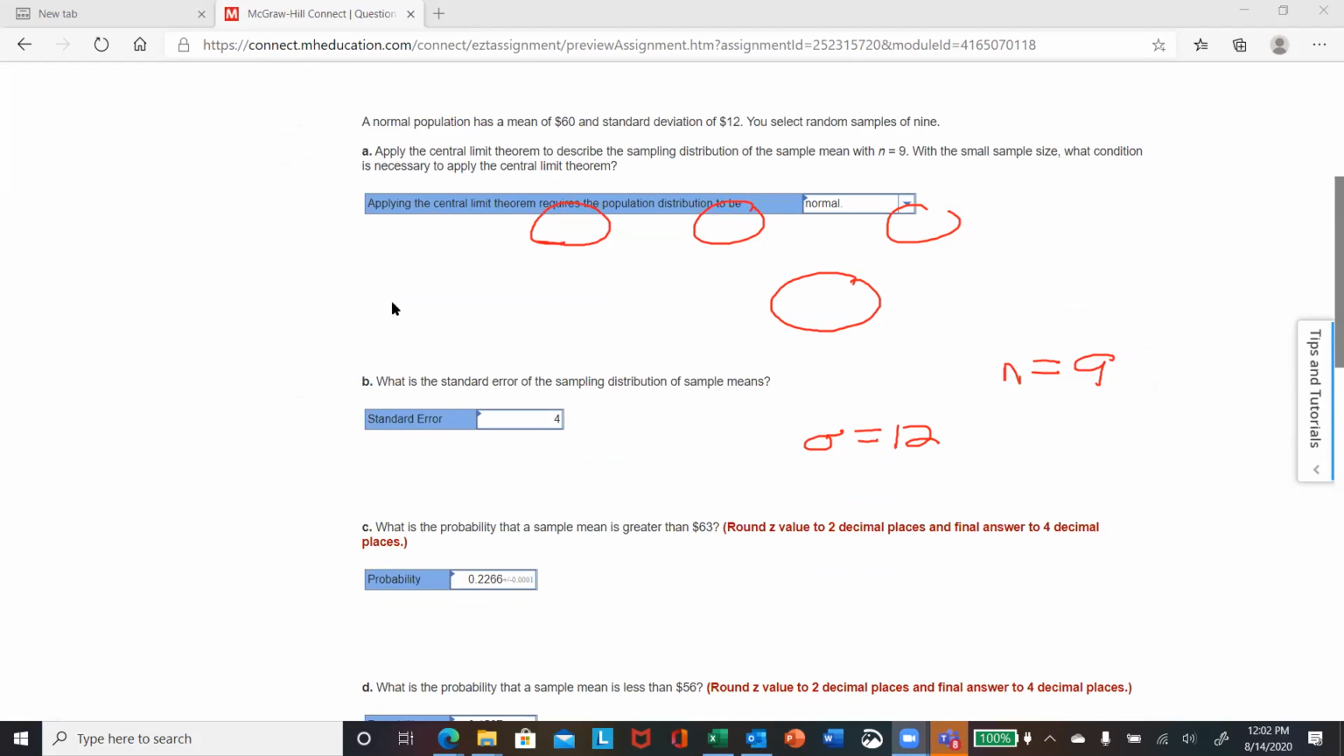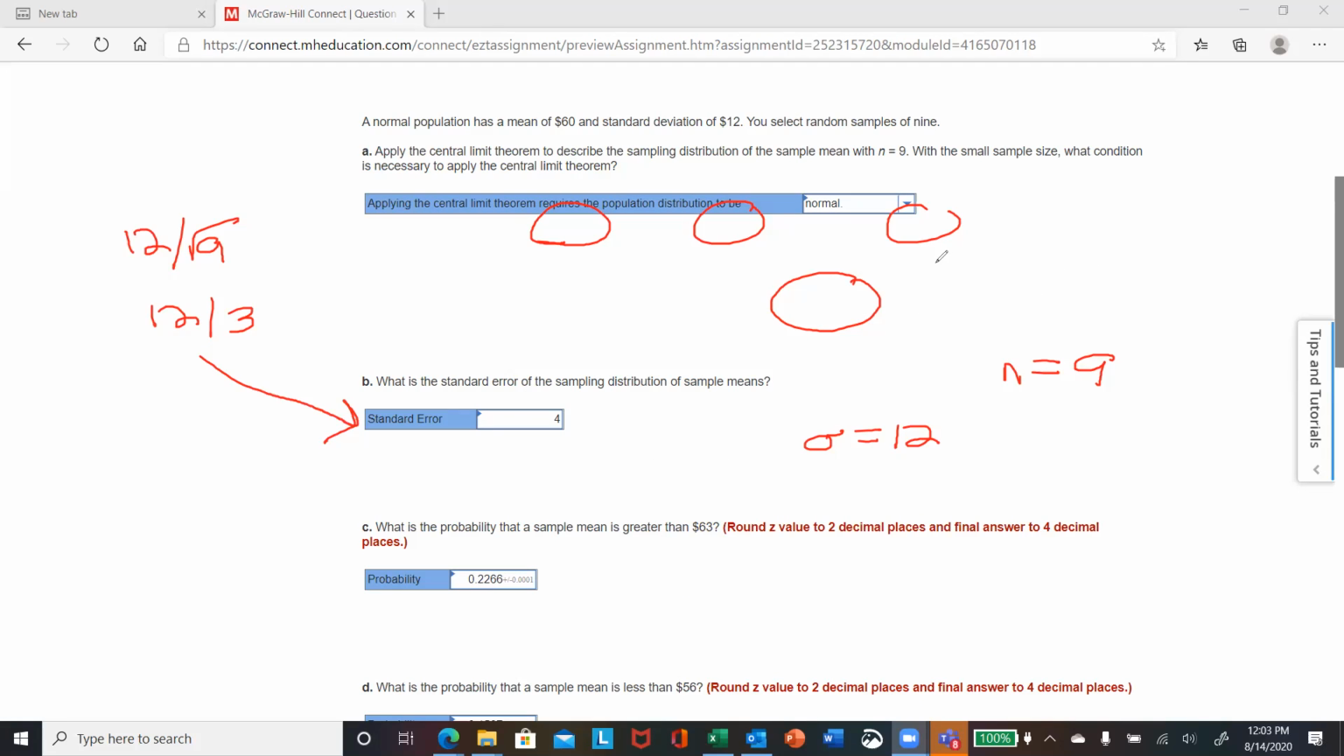I'm just moving this around. All right, so to get our standard error, we've got 12 divided by the square root of 9. So I'm going to write this off to the side here. 12 divided by the square root of 9. We know the square root of 9 is 3. So 12 divided by 3, our standard error would be 4.